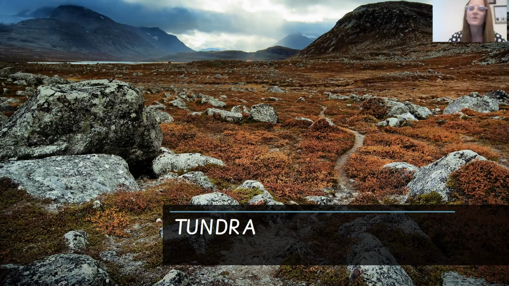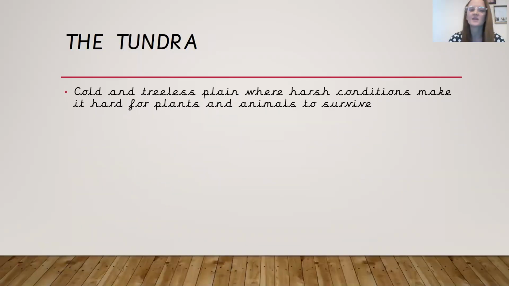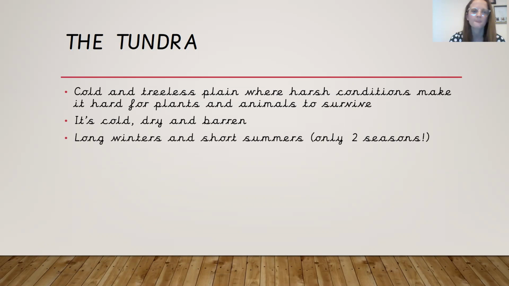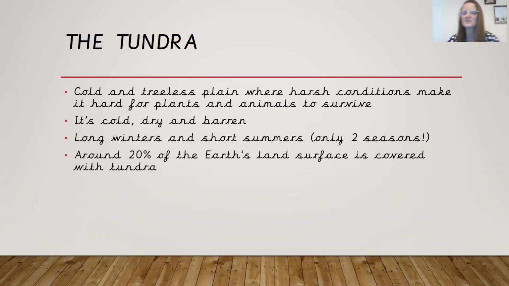We also have what we call a tundra. So a tundra is a cold and treeless plain where harsh conditions make it hard for plants and animals to survive. It's cold, dry, and barren, so there's not anything there. Long winters and short summers. So within tundras, there's only 2 seasons. Around 20% of the Earth's land surface is covered with tundra.